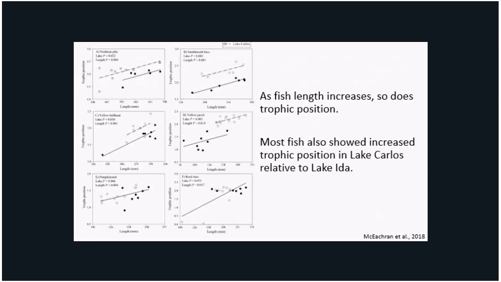Several fish species also showed a relationship with trophic position. We have northern pike, smallmouth bass, yellow bullhead, and yellow perch. They all showed a significant difference between lakes, as well as a relationship with fish length. Unsurprisingly, as the fish get larger, they're eating higher in the food chain, and therefore their trophic position increases. However, for pumpkinseed, there was no significant difference between lakes, although there was a relationship with length. And again, with rock bass, similar to the reliance on littoral energy, there was no difference between lakes, but there was an increase in trophic position as the fish length got longer.